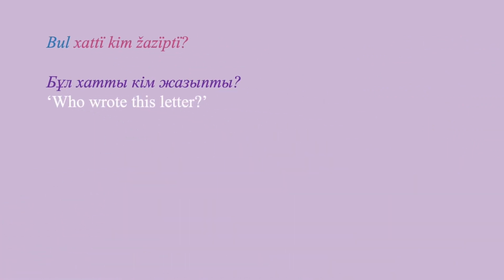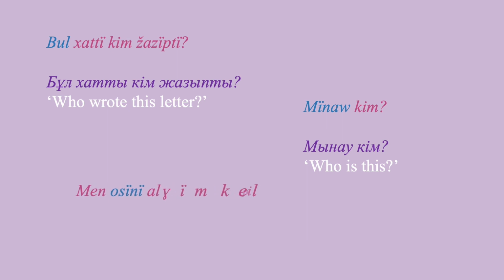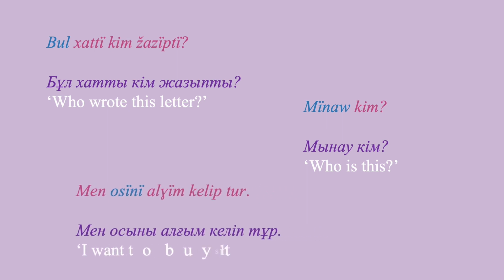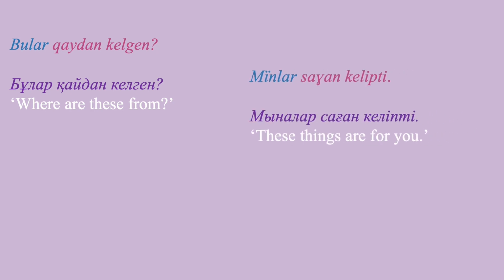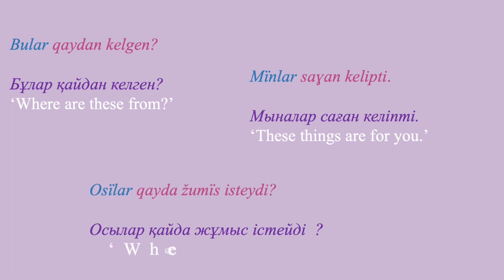Бұл хатты кім жазыпты? Who wrote this letter? Мынау кім? Who is this? Мен осыны алғым келіп тұр. I want to buy this. Бұлар қайдан келген? Where are these from? Мыналар саған келіпті. These things are for you. Осылар қайда жұмыс істейді? Where do these people work?